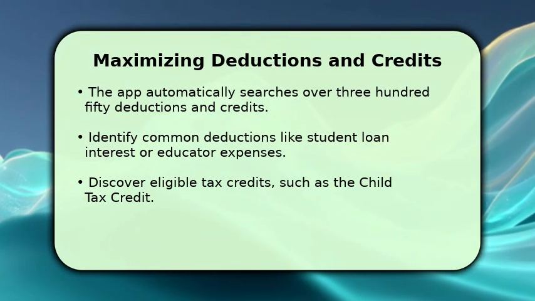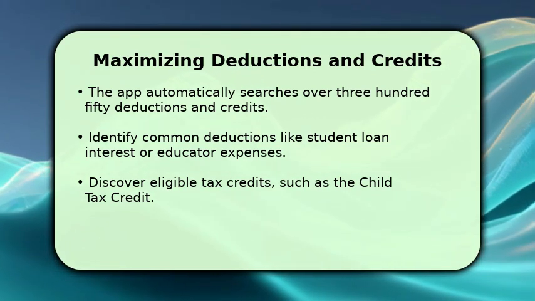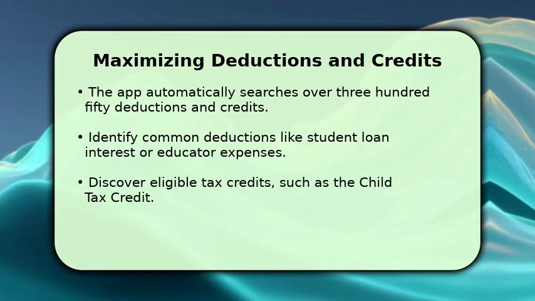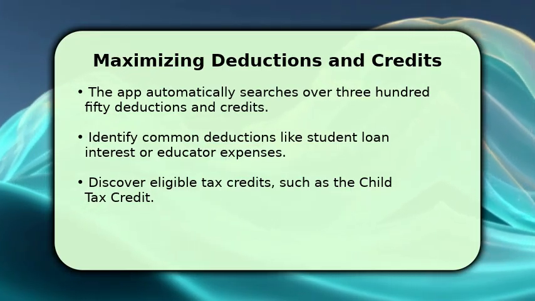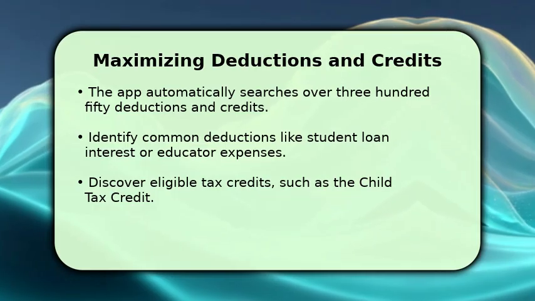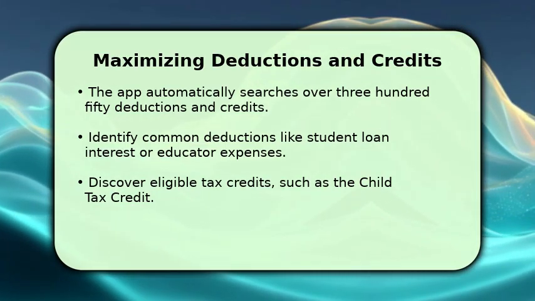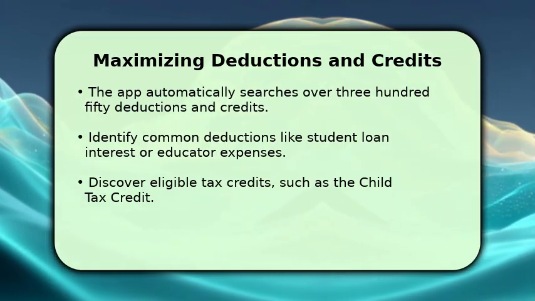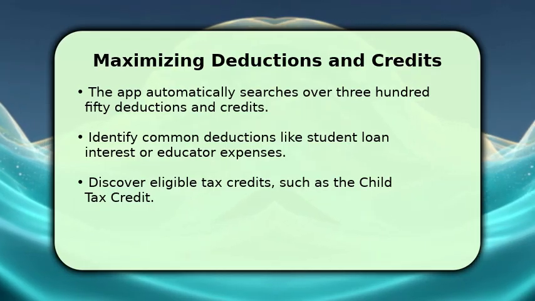Now, let's talk about maximizing your refund with deductions and credits. The TurboTax app is designed to automatically search for over 350 potential deductions and credits that could apply to you. It will ask you simple questions about your life events, like if you paid student loan interest or have children, to identify every possible saving. This ensures you get every dollar you deserve, whether it's through a standard deduction or itemized deductions.